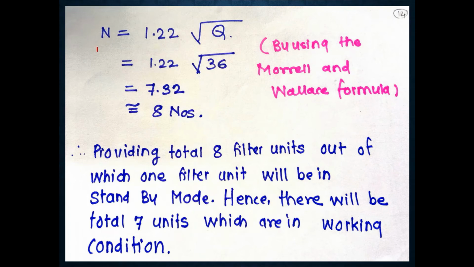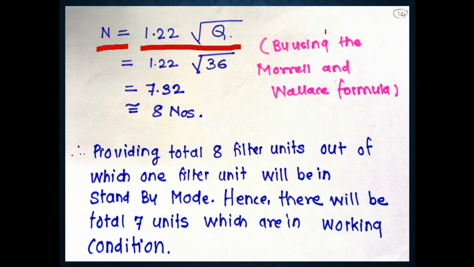For this example, I have written N is equal to 1.22 square root of Q. We will get the answer as 36 MLD flow. We have got million liters per day, so Q is equal to 36 as it is.